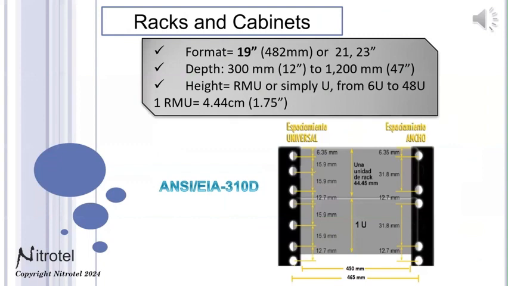Racks and cabinets typically are a standard 19-inch width, but some are available in a 23-inch width. The depth is typically anywhere from 5 inches to 47 inches, depending upon the need. The height is expressed in RMUs or rack mount units or just U's, and anywhere from 1U to 48U in height. Now, one rack mount unit or U is 1 3/4 inches.